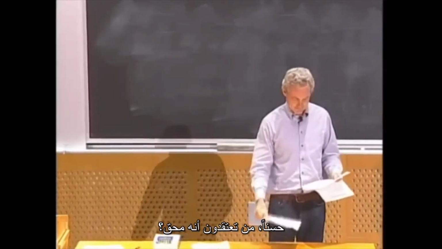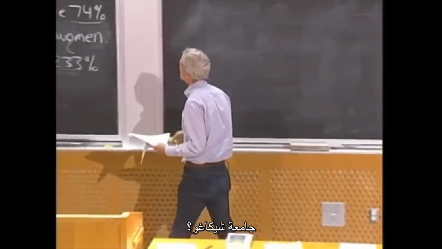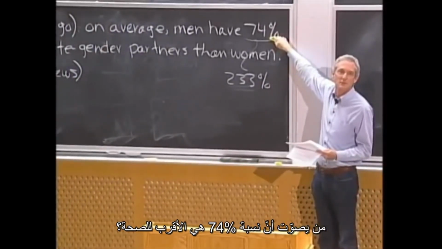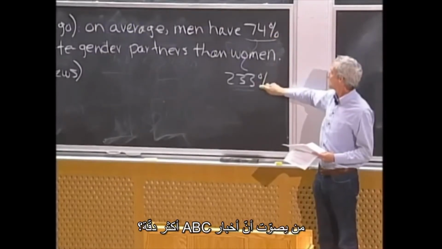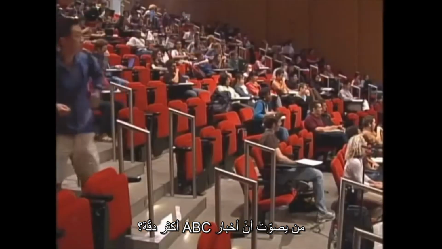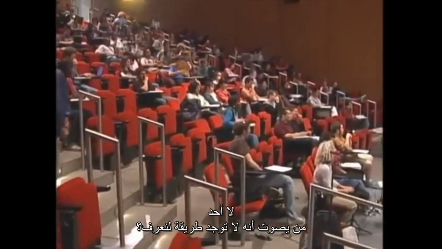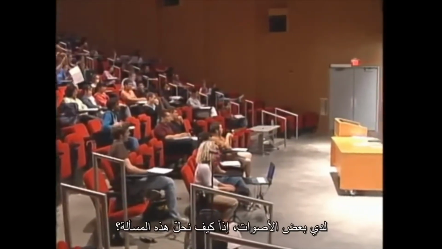Okay. Now, who do you think's right? University of Chicago? Who votes for 74% as being pretty close? A few of you? I've already sort of slammed these guys. Who votes for ABC News as being more accurate? Yeah, nobody. Who votes for No Way to Tell? I got some votes there.